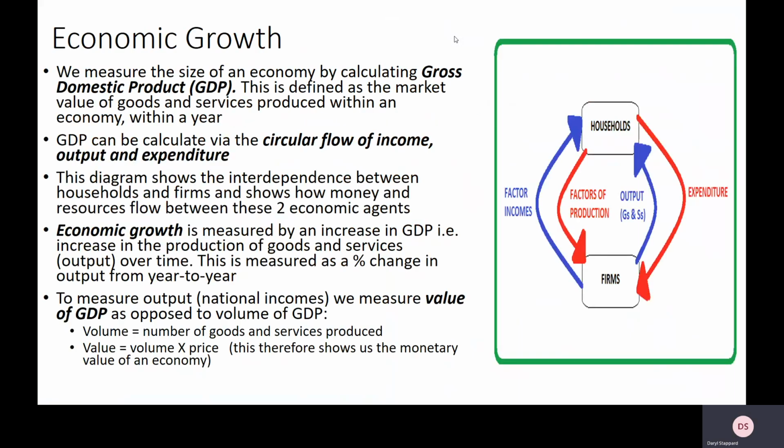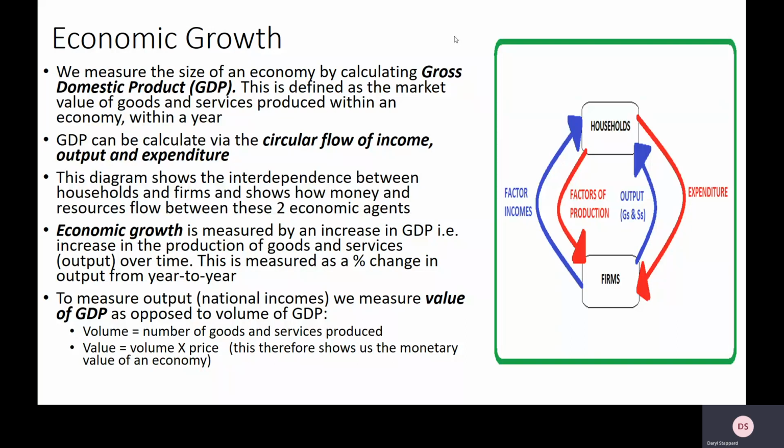Right, so hopefully this is the diagram that you drew. The circular flow of income, output, and expenditure. Right, okay, now if we were to add up the value of all of the output produced by the economy, then we call this GDP, which is the market value of all the goods and services produced within an economy within a year.